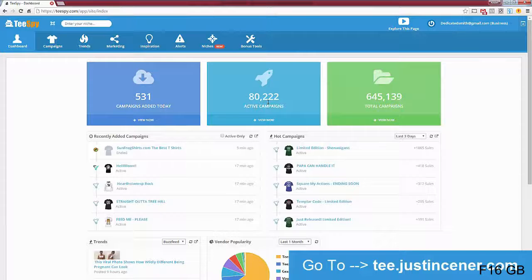So you can see 645,000 total campaigns that are indexed. That's just crazy. There are so many campaigns out there that you can bet your niche is going to be represented in these search results. So again, this is just the basic functionality of being able to search through here, but I'm going to do it right now to show you just how powerful it is. So we'll just run through a couple examples.